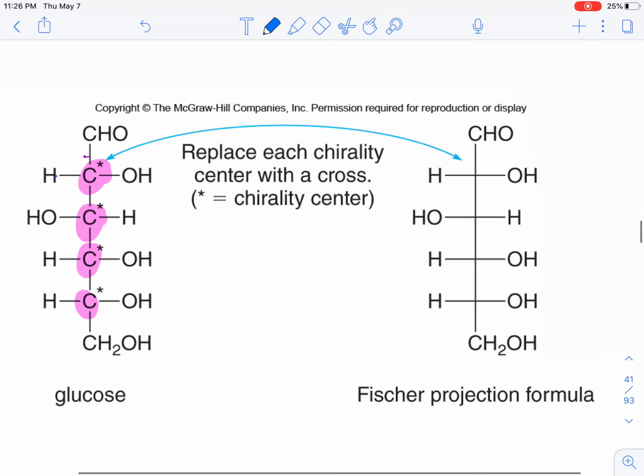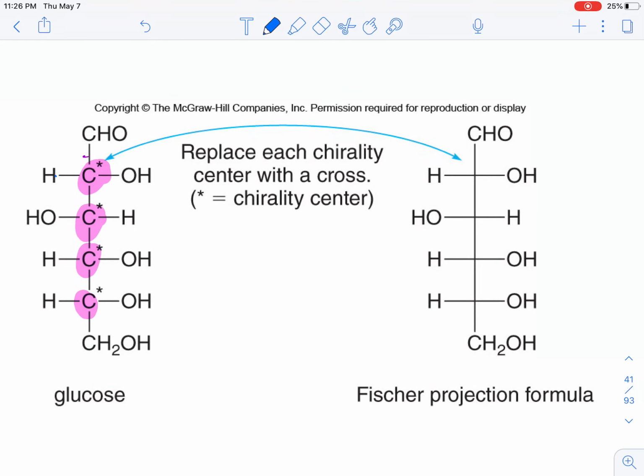And so basically what Fischer said was that the last carbon that's chiral, that's furthest from the aldehyde or the ketone, if that hydroxyl group is on the right, then this is going to be the D stereoisomer.